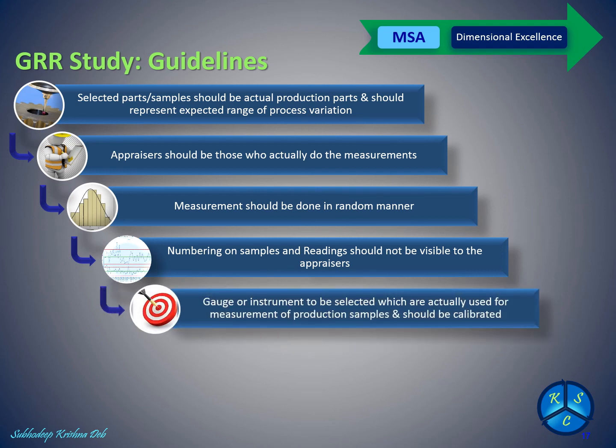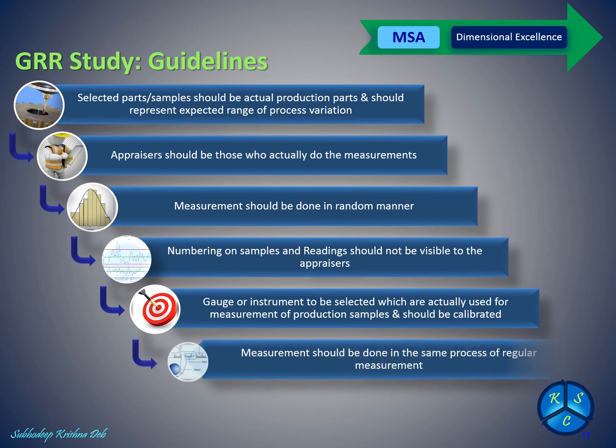After this, we have to understand that gauge and instrument should be selected which are actually used for the inspection of the production parts, and it should be calibrated. First of all, the gauge has to be calibrated. That is a very important point. The calibrated gauge should be used for the MSA study, and it should not be like we are keeping some instrument specially for the MSA study. While doing the MSA, we are taking out that gauge and doing the MSA study and not using that gauge in the production line. That should not be the case. That will not serve the purpose of doing the study and taking the actions.